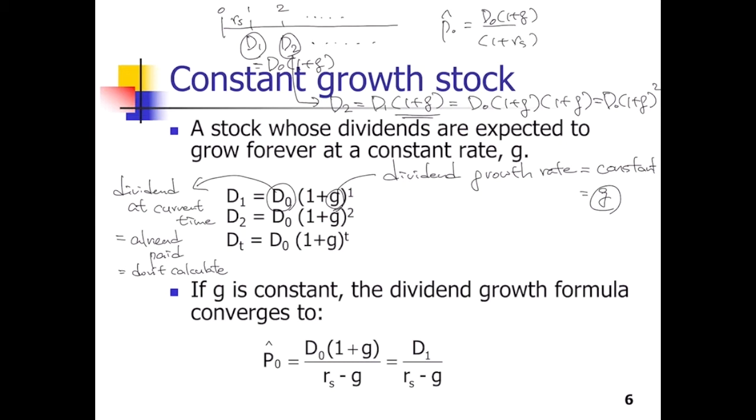And the second one, D2, right? D2 is D0 times (1 plus g) to the power of 2, over (1 plus Rs) to the power of 2, right? Because it discounts 2 times, 1 and 2, right? And we have an infinite number of terms, Dn over (1 plus Rs) to the n. How can you calculate this equation?